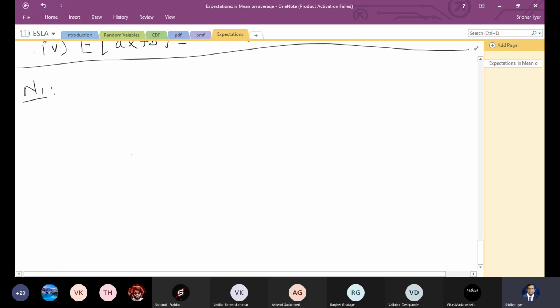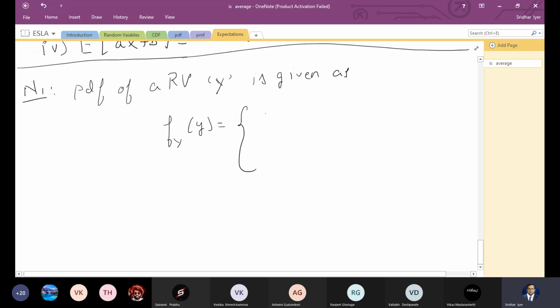The first numerical is: the PDF of a random variable, capital Y, is given as f Y of y is 1.5 into 1 minus y square, for y between 0 and 1, and 0 otherwise.